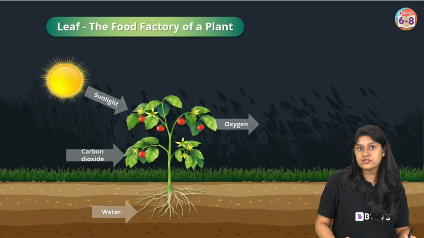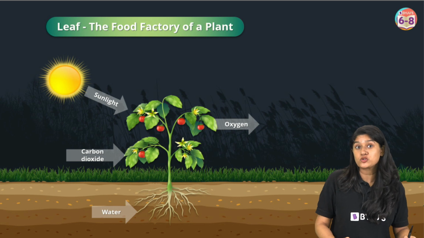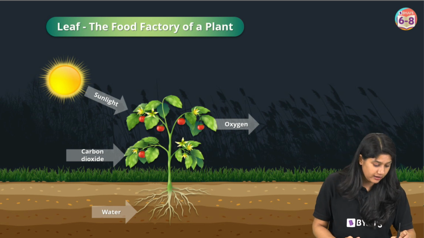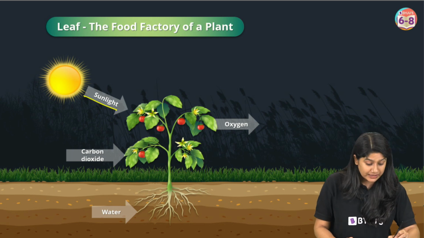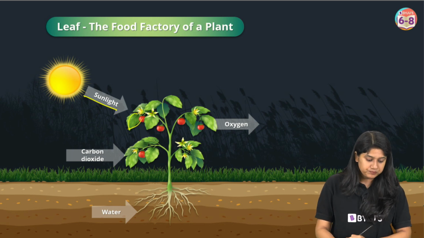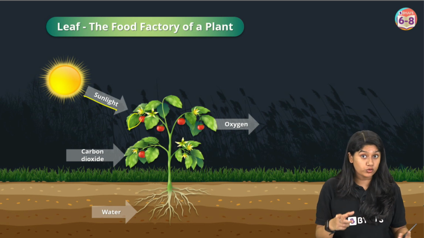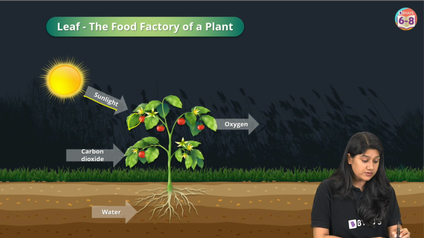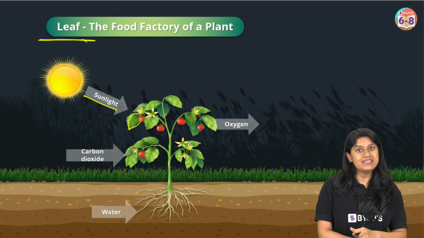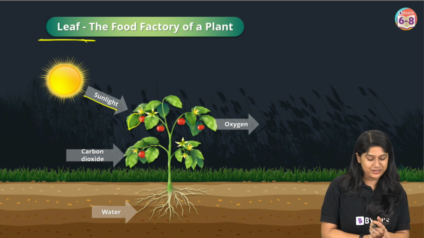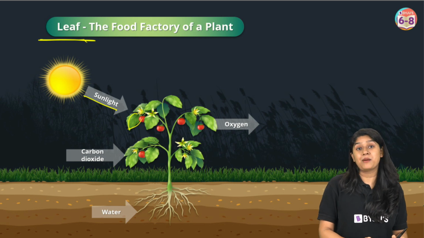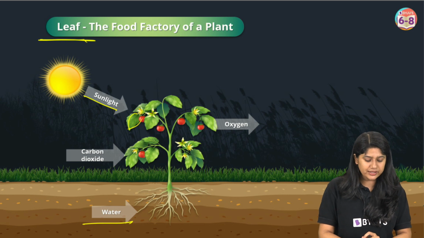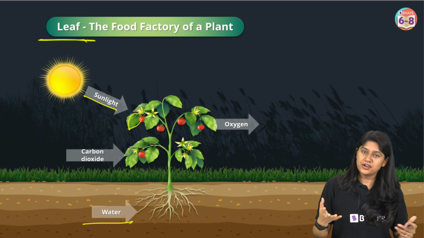Now we know that leaves play a very important role in the process of photosynthesis. They help the plants to make their own food, right? They take the sunlight. On the leaves we have the chloroplast, and we have chlorophyll, because of which the plants are green in color. So plants make their own food because they have the leaves, and we call the leaf the food factory of the plant. In the presence of sunlight, they take carbon dioxide from the atmosphere and water from the soil, and they make their food, and they will have the energy and release oxygen.